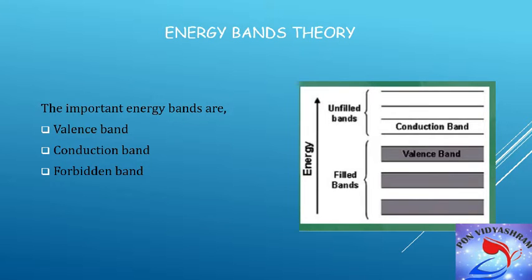So what is this energy band theory? There are three important bands in the energy band theory. What are those three? First one is the valence band, second one is the conduction band, and the third one is the forbidden band. We'll see individually what these three bands are about. First we will see the valence band.